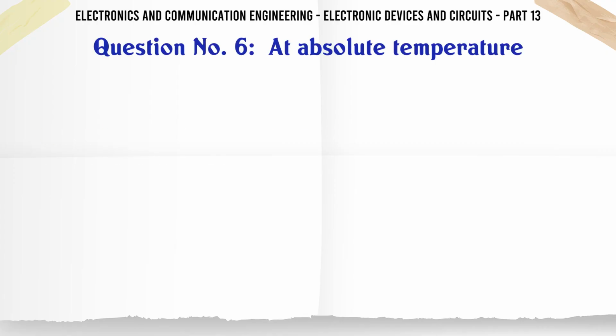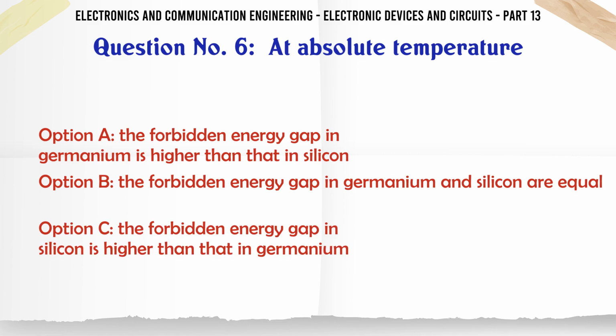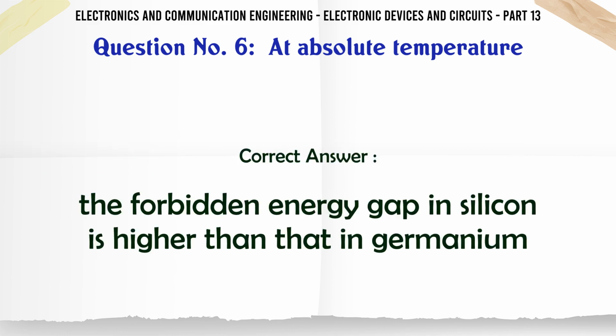At absolute zero temperature: A. the forbidden energy gap in germanium is higher than that in silicon. B. The forbidden energy gap in germanium and silicon are equal. C. The forbidden energy gap in silicon is higher than that in germanium. D. None of the above. The correct answer is the forbidden energy gap in silicon is higher than that in germanium.